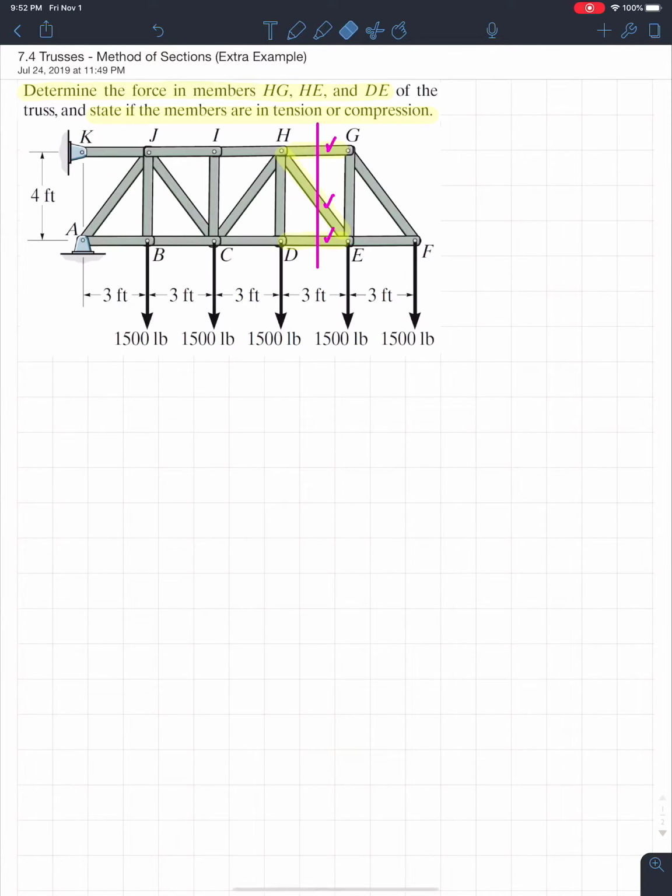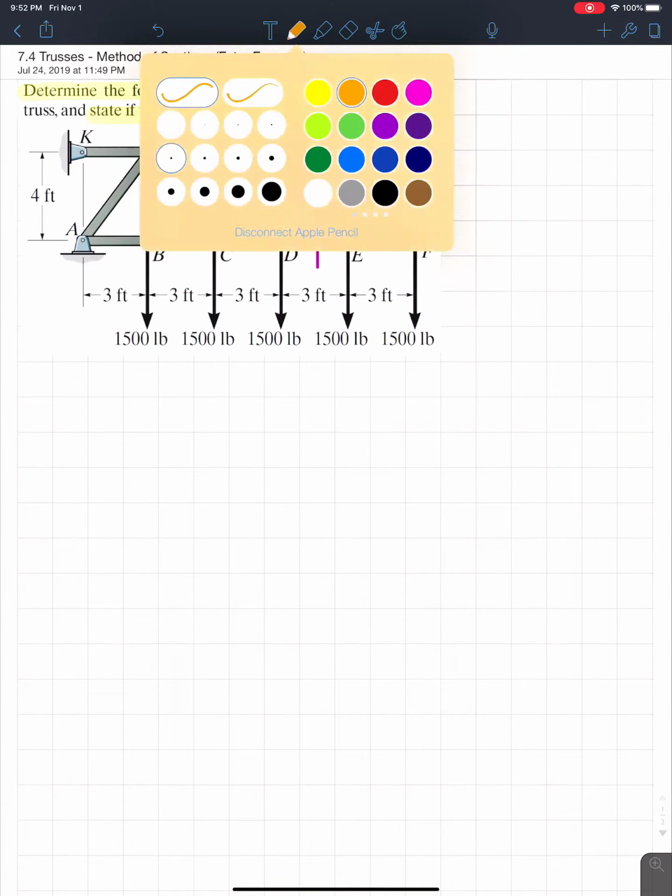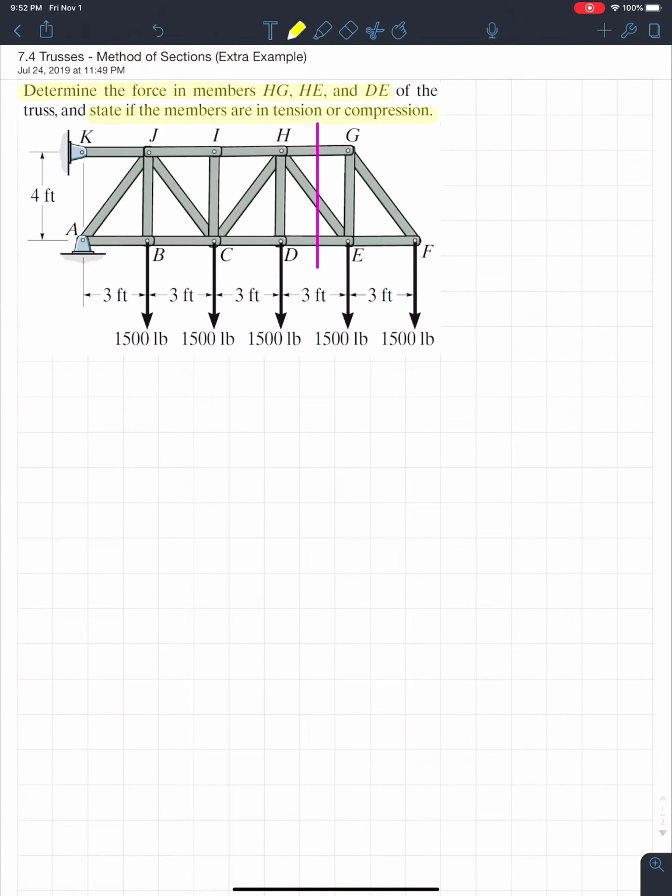And I can actually solve for everything. So I'm going to just erase the check marks real quick. I'll go back and highlight these. So now we have to determine, oops, that's not what I wanted to do at all. So now I wanted to determine, okay, I know where I'm going to cut.